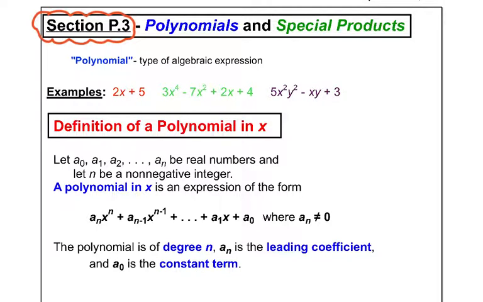We're going to talk about our friends, polynomials, and then different operations we can do, adding, subtracting, but focusing a little bit on special products here. How can we multiply polynomials?